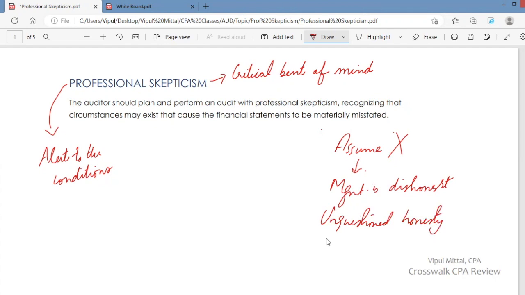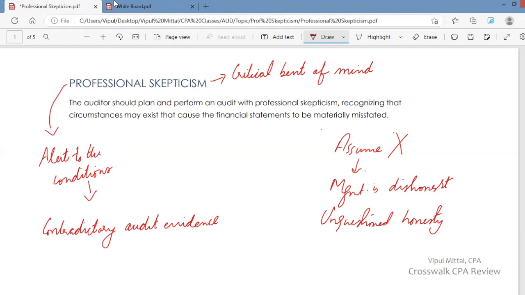But you have to be alert. You have to critically analyze the facts. Need to have a critical bent of mind. So you have to be alert to conditions that cause the financial statements to be materially misstated. What are such conditions? For example, contradictory audit evidence. If contradictory audit evidence comes across, then analyze that.